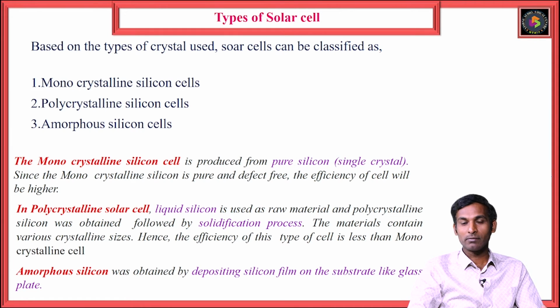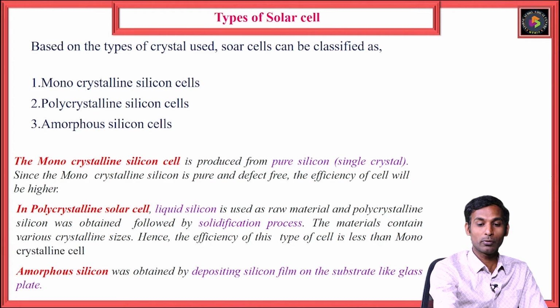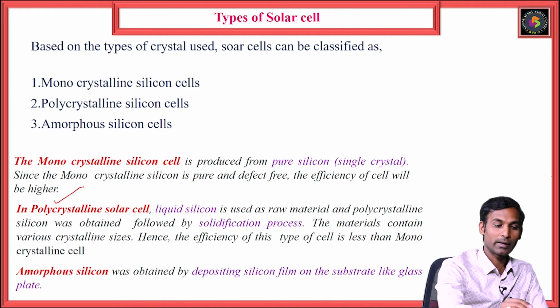What is the efficiency of the solar cell? First of all, how much power will be calculated from the efficiency point of view. Here, the monocrystalline silicon cell is produced from pure material, that is said to be single crystal. Since the monocrystalline silicon is pure and defect free, the efficiency of the solar cell is higher.